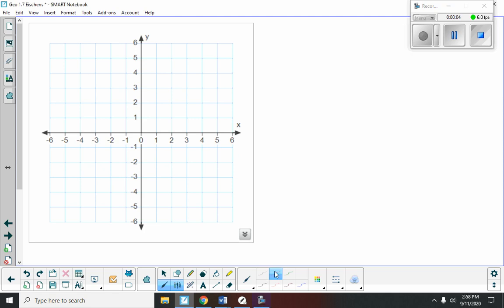Hi, this is the second part of lesson 1.7 in geometry, and we're going to be talking about how to use the distance formula to find the lengths of segments. Now, before we get into that, I want to go over something here with you.